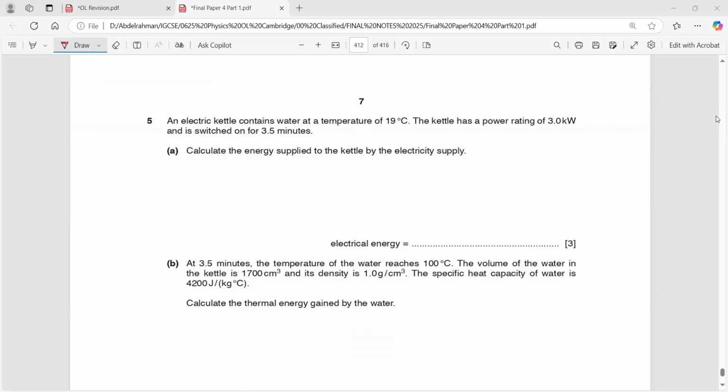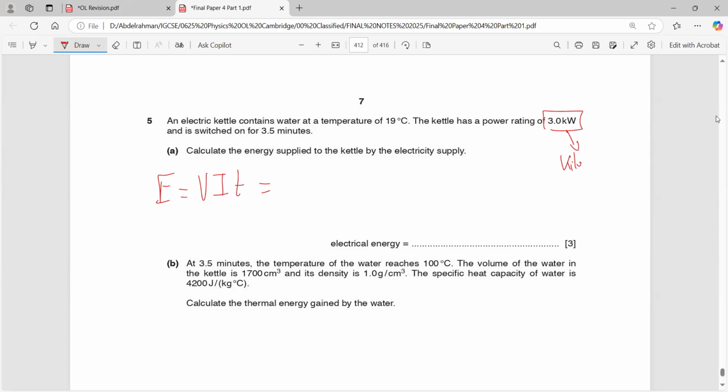The kettle has a power rating of 3 kilowatts. kW is what? This is kilowatts. Calculate the energy supplied. Electrical energy we can find using this very simple equation: E equals VIT, or power times time.